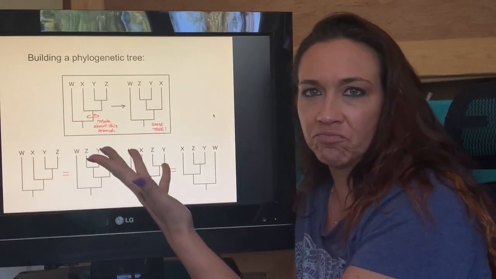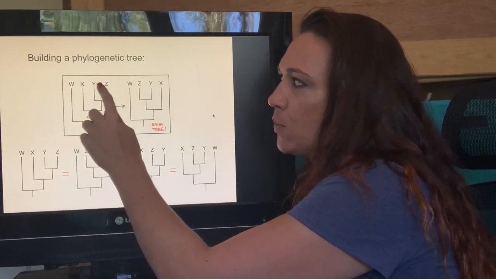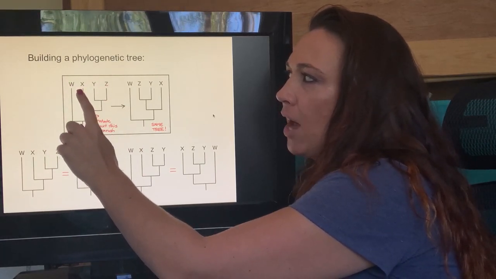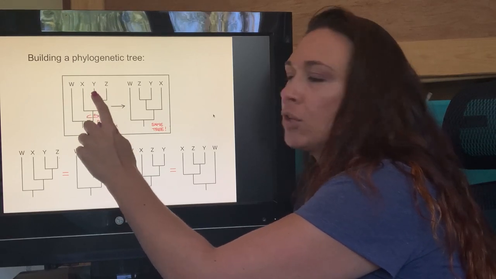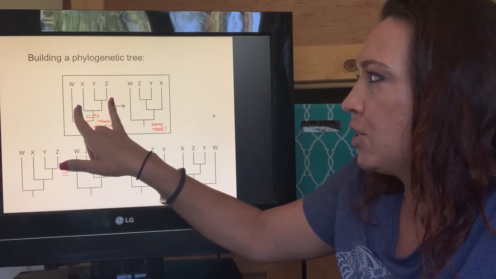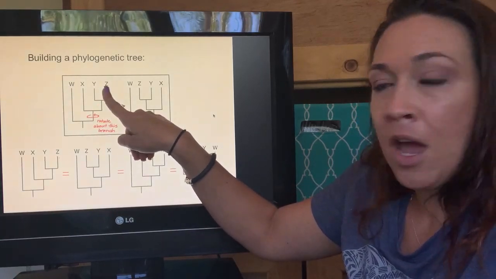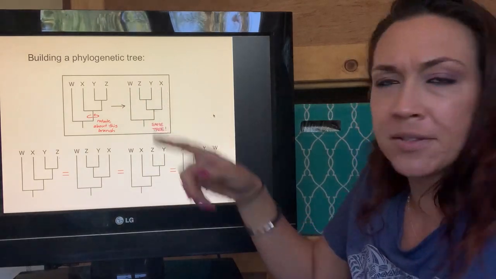W, X, Y, Z. Okay? If we look at this, W is our outgroup, X, Y, Z is our in-group, X is the outgroup for Y and Z, which are closely related. Well, what if I were to take this guy right here and switch him around? Now, instead of W, X, Y, Z, I have W, Z, Y, X.